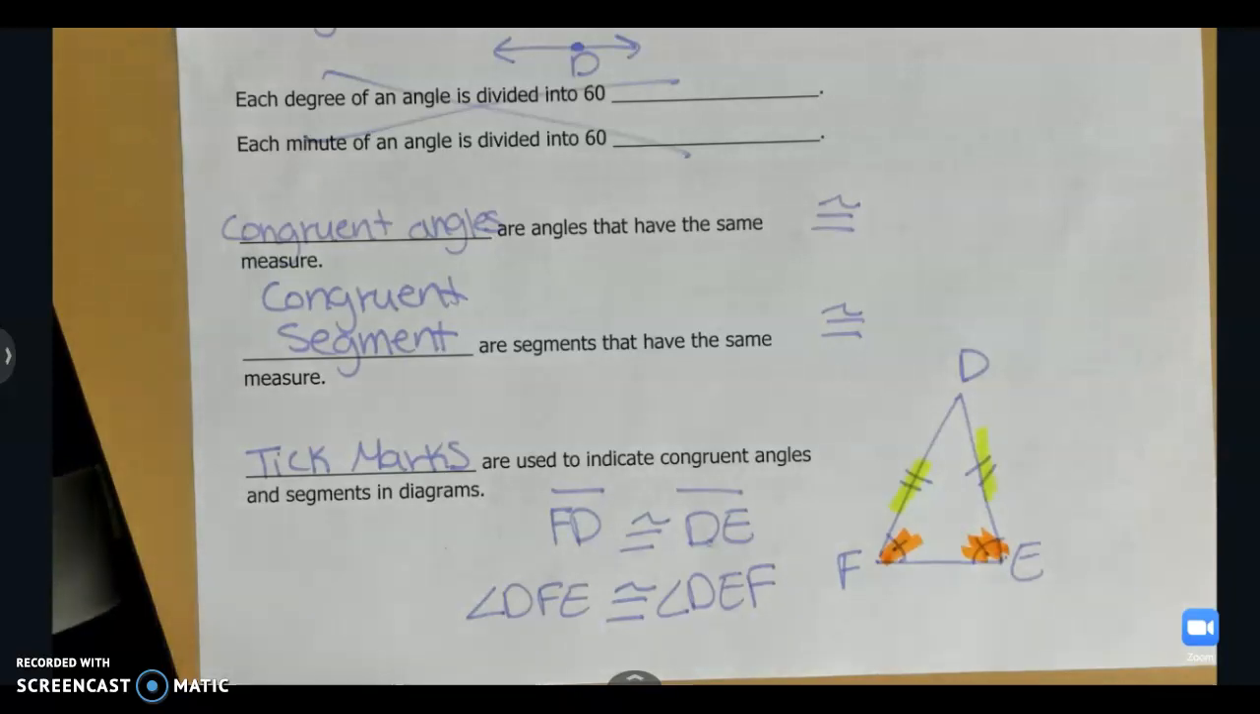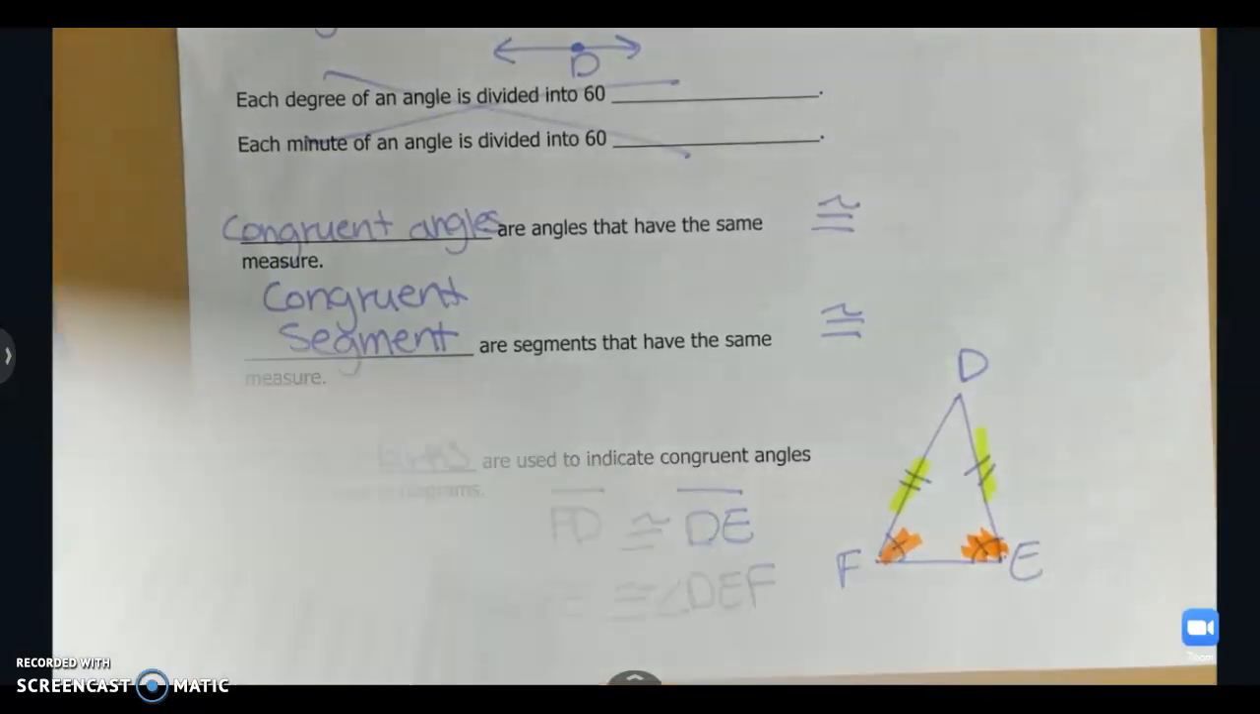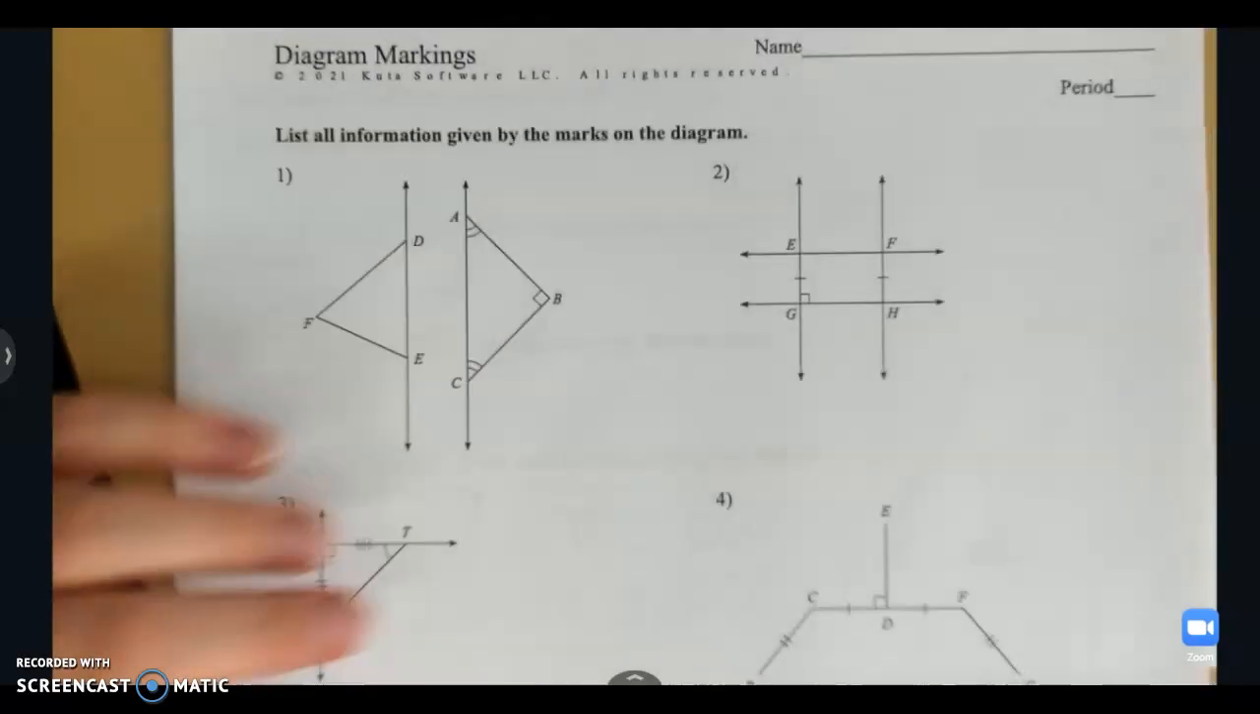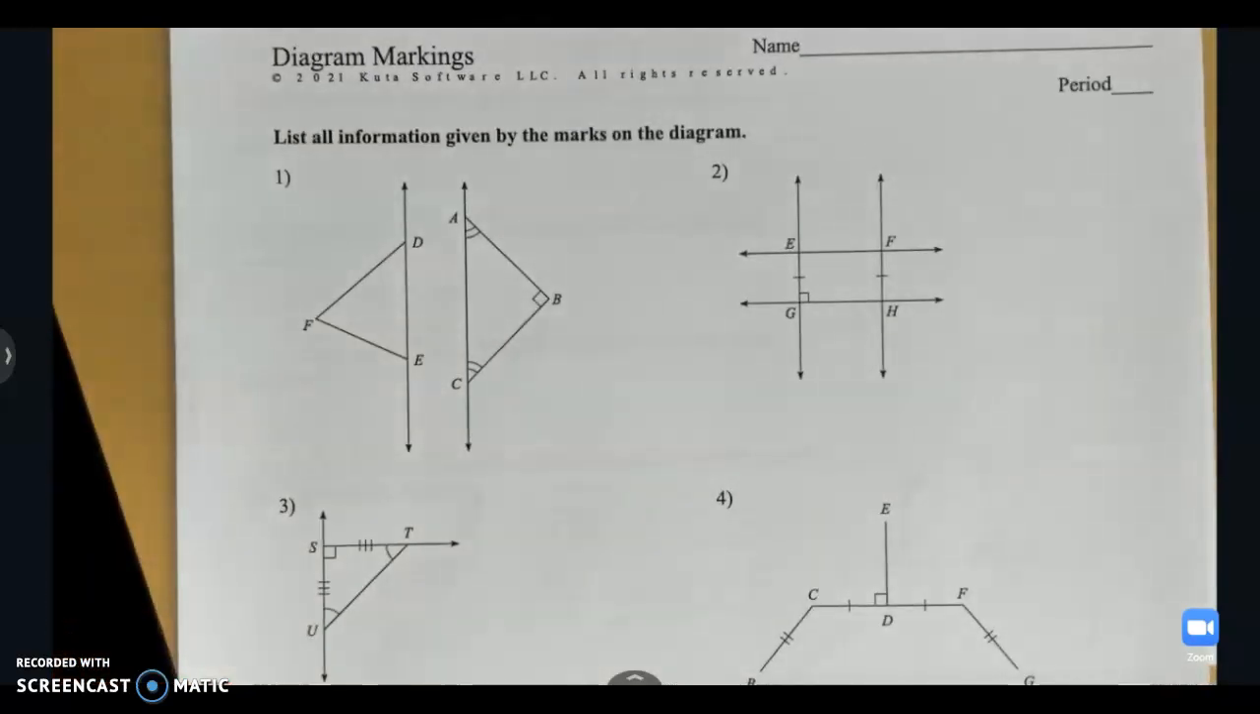Any questions from either side of this vocabulary page? The next thing I want you to pull up is this diagram markings page. We're going to do number 1 together, and then you're going to do the rest with your groups, and then we'll talk about the correct answers together. We're given 6 different diagrams, and we're going to be listing all the information that we can conclude from the markings on the diagram.